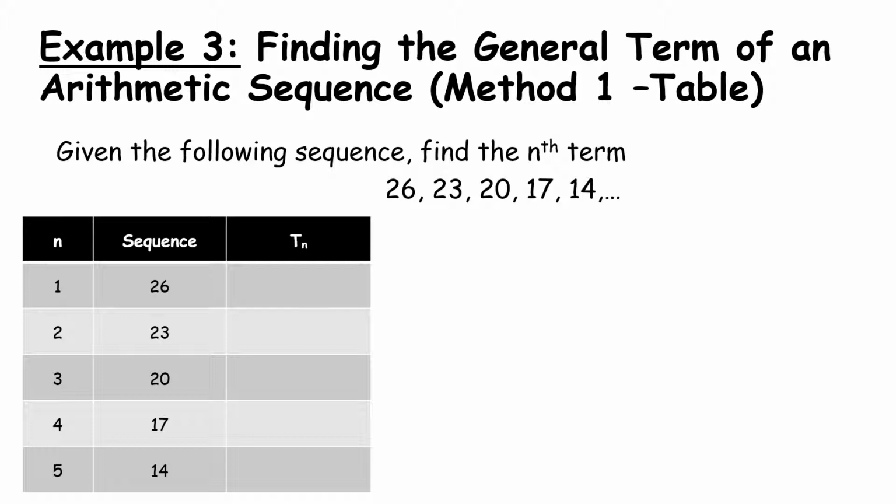So given the following sequence, find the nth term. We have 26, 23, 20, 17 and 14. We notice that this is a decreasing sequence, it's getting smaller, it's descending. So we know that we're going to have to make it smaller. So what I'm doing each time is adding a negative 3. And that is our common first difference.